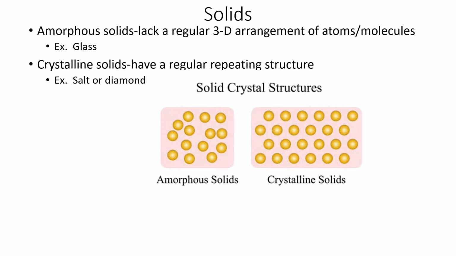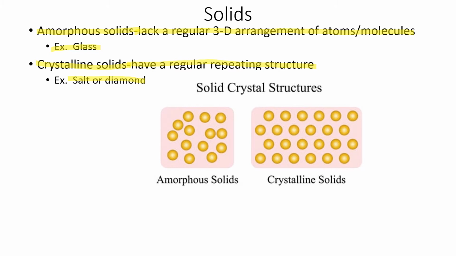We also want to talk a little bit about some solid properties as well, and mainly the two different types of solids that we have. So we can have amorphous solids or crystalline solids. Amorphous solids lack a regular three-dimensional arrangement of the atoms or the molecules. A good example of an amorphous solid would be something like glass. Meanwhile, a crystalline solid has a regular repeating structure. Good examples of crystalline solids would be something like a salt, NaCl, or diamond.